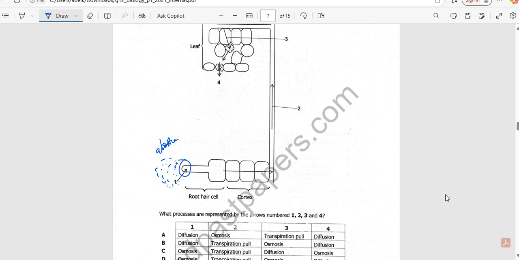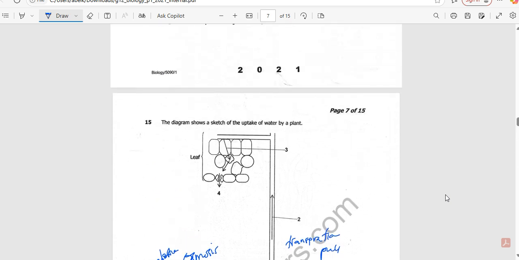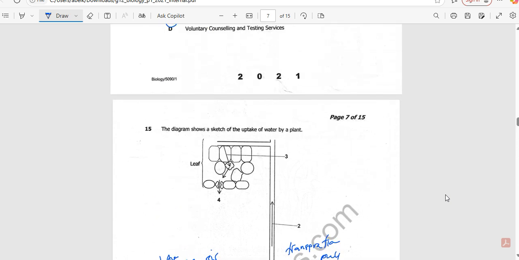So water molecules in high concentration will move from higher region to lower region, and the process will be osmosis. Then the root hair cell will shift water from here until it reaches this stream where we're going to have what we call transpiration pull. Then water will be pulled up like that. Then it will reach here. So again, from this region, water will come in this way.